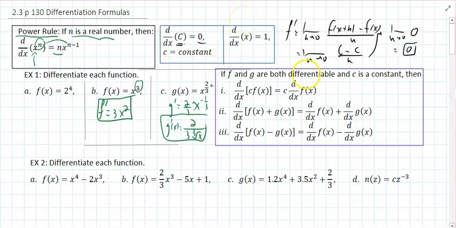Or an easier way, if you look at a horizontal line, because that's what this is. Y equals c. What's the slope of any horizontal line? It's a 0, something to remember.